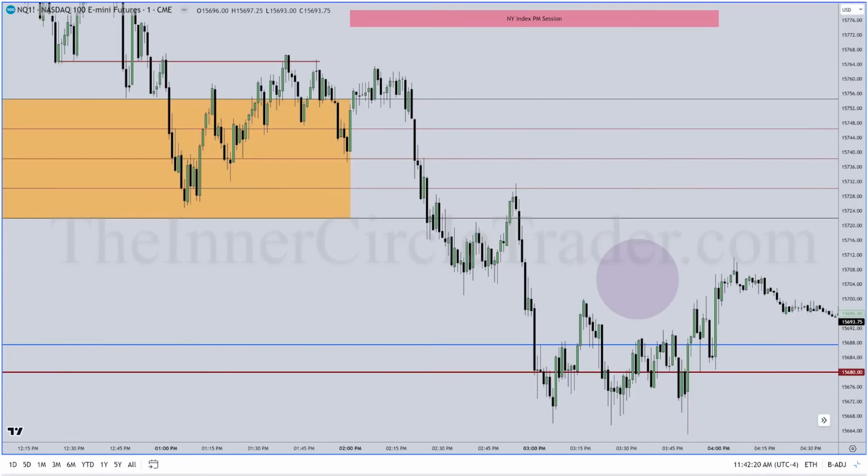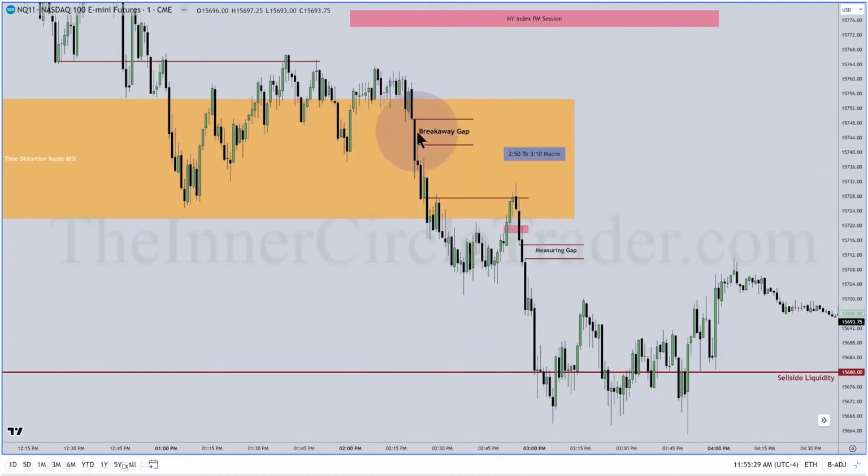And here's a 1 minute chart of that time of day. Here's the PM session. So here's the lower quadrant, or 25% of the range that's shaded here. So here's the high, 75% of that range, 50% of that range, 25% of that range, and the low of it. Right away, this should jump off at you. That's a breakaway gap. Why? Why should that be a breakaway gap? Because we are under time distortion.